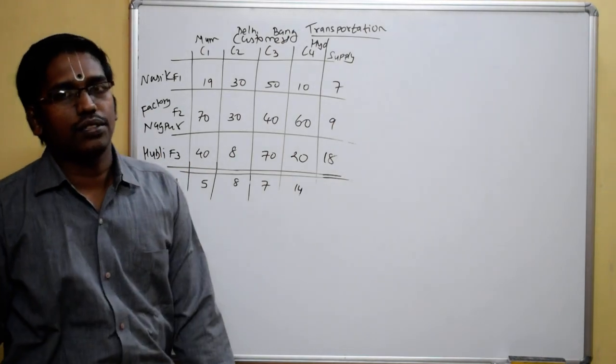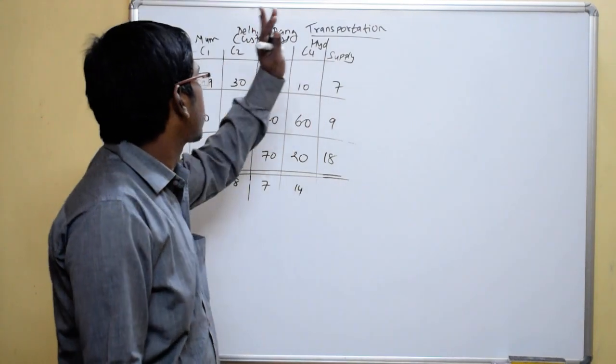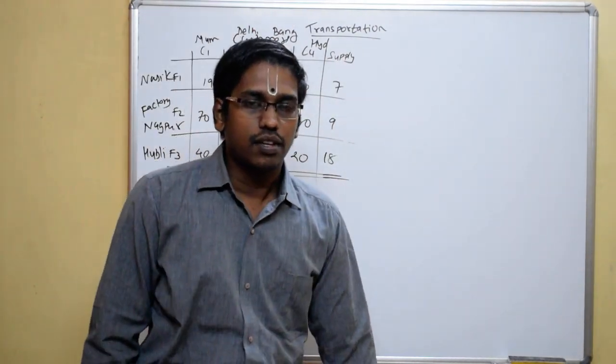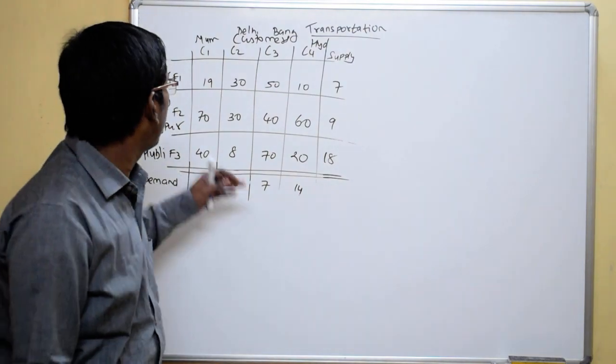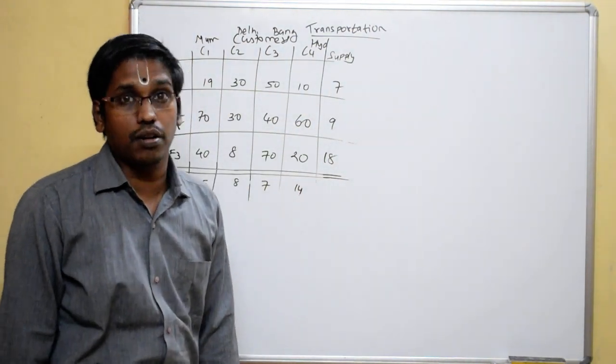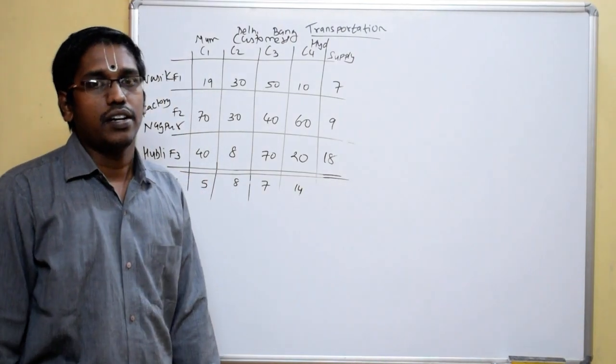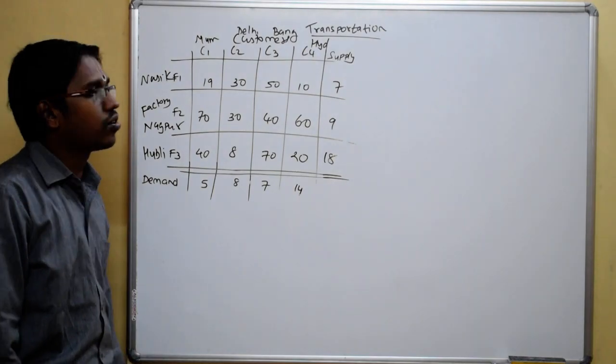The basic idea is the 3 different factories at 3 different locations, customers scattered across different locations. In this example, we assume only 3 factories and 4 customers. There can be many customers, there can be many factories. But this one is a hypothetical example to learn the concept.